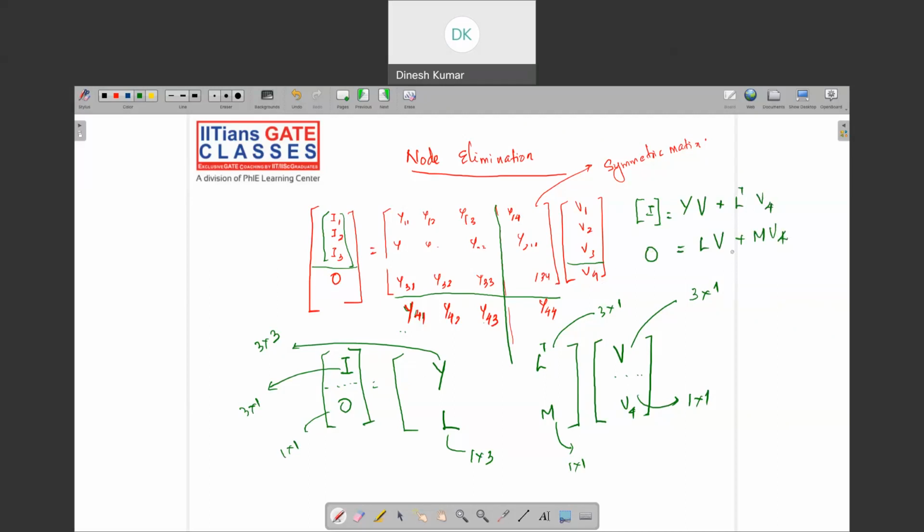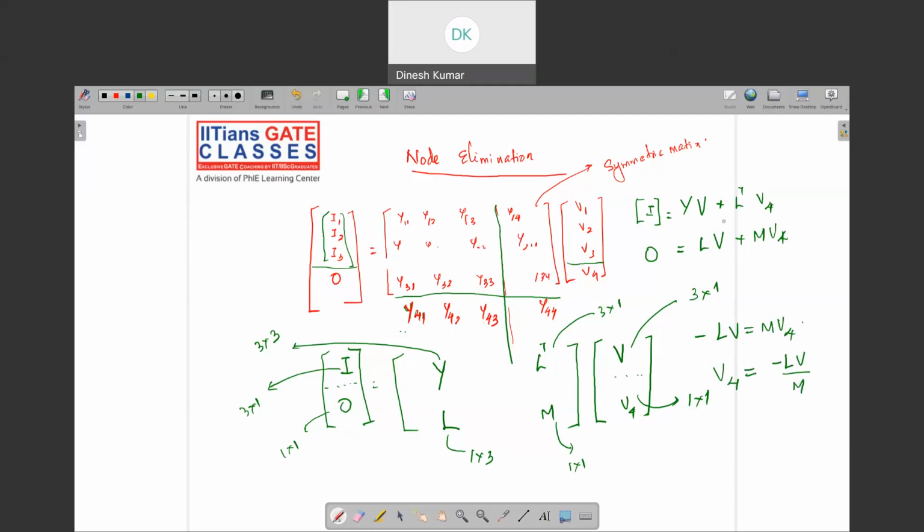Right. Now we can get a small manipulation here. So we will find here minus LV equal to M times V4. Right. So that means what is V4? So V4 will be equal to minus LV by M.